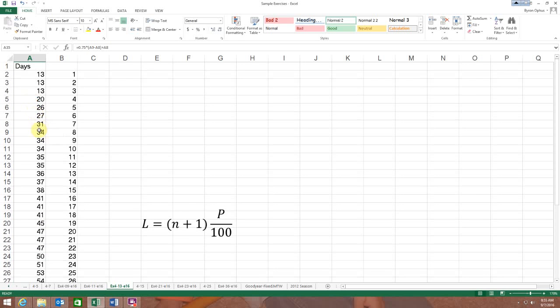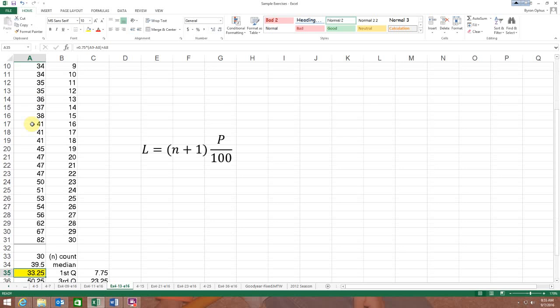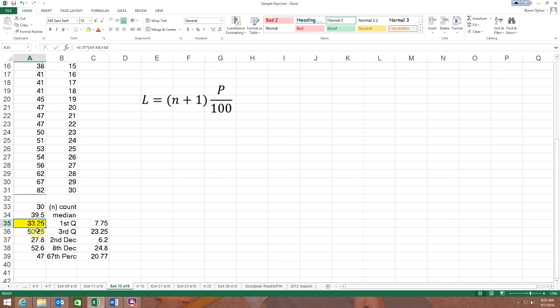It gives me 33.25. So my difference in between those was 3, right? And so 3/4 of 3 is 2.25, right? It is. And so I add 2.25 to that, and it gives me 33.25 is my first quartile. My third quartile, then, again, I just do it the same way. What I did here, I can add the dollar signs to that so that it would keep my reference consistent there. And then actually I can drag this one down. It's going to end up giving me the same answer.